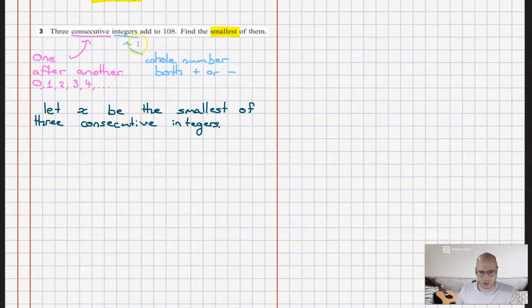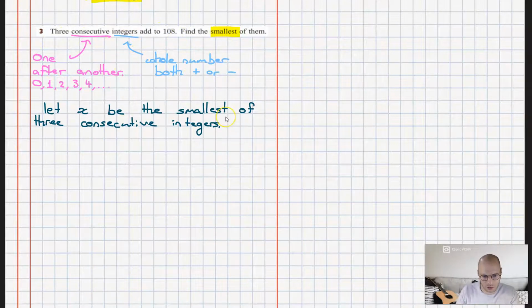So what we need to do is read the question again to try and get a better understanding of what is going on here. What is the story trying to tell? So it says 3 consecutive integers add to 108. Find the smallest.